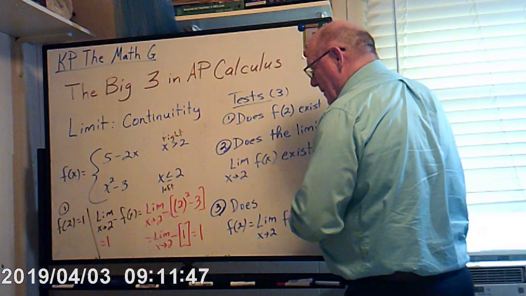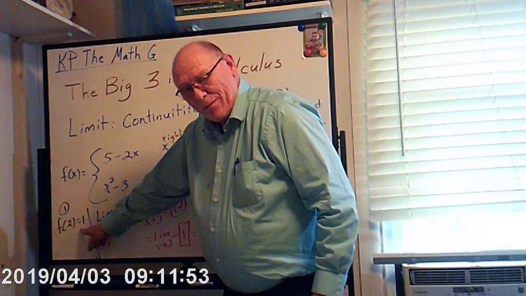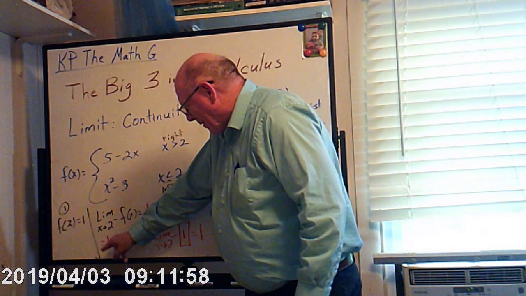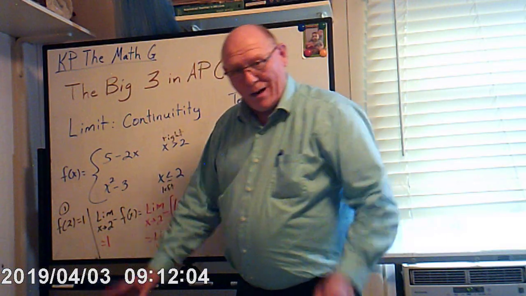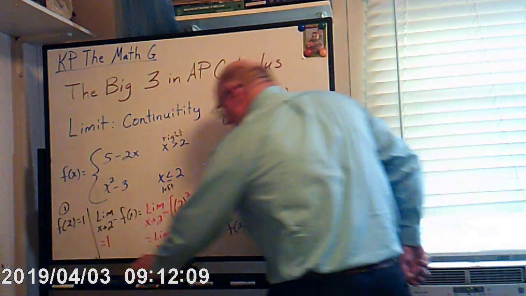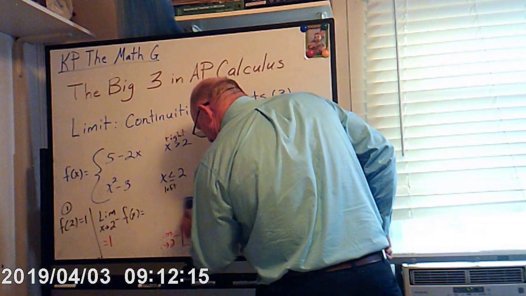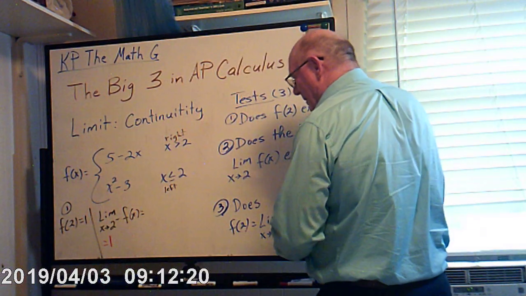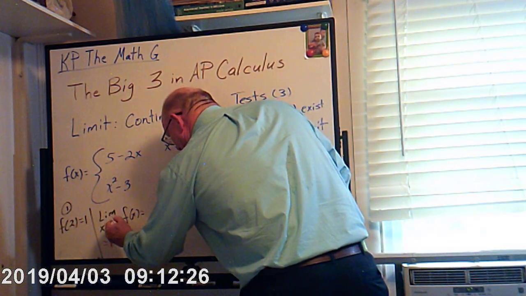Now, look so far. The left side of F at 2, the first part is 1. The second part, as far as the left side is concerned, reaches 1. We've got one more test to make, and that's from the right side. Let me erase this because I want to try to keep it all on one side of the board. Now we're checking the limit as x approaches 2 from the right.